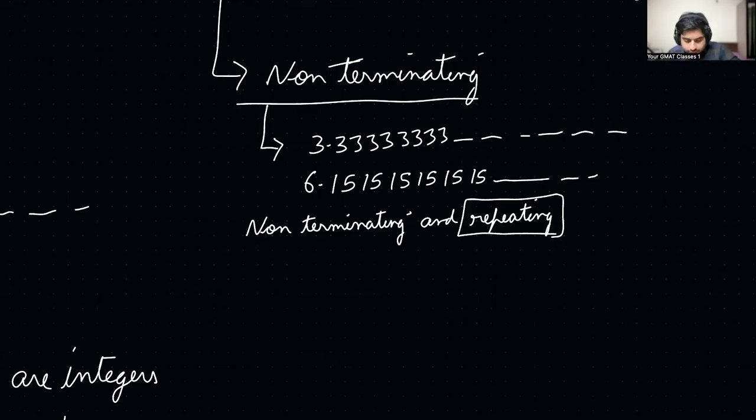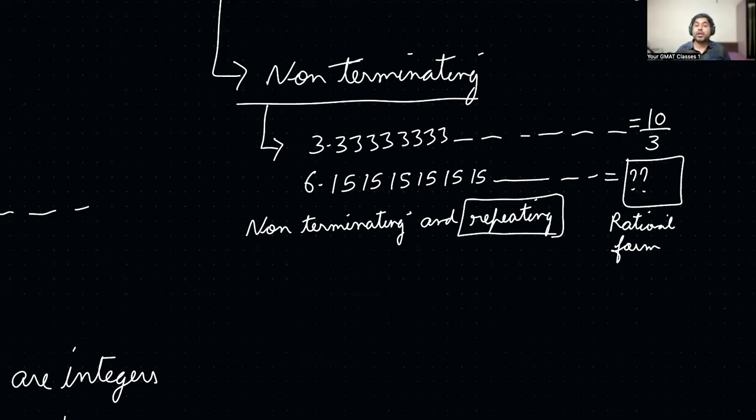So 3.33 can be written as 10 by 3. If you want, you can start dividing 10 by 3, and you will see that you will keep on getting 3.33333333 till eternity. Now, if you want to challenge yourself, try to find out how we will write 6.1515 in its rational form. So try to do this by yourself. How would the rational form of this number look like? So in non-terminating, we have the first category, which is non-terminating and repeating.